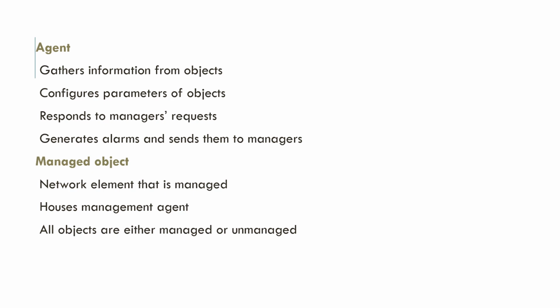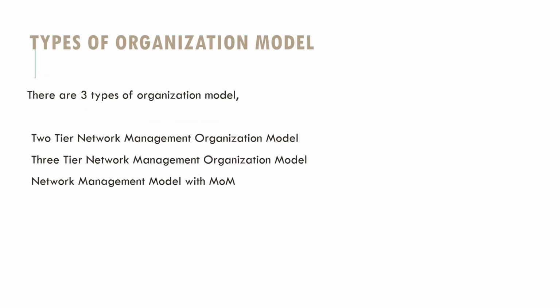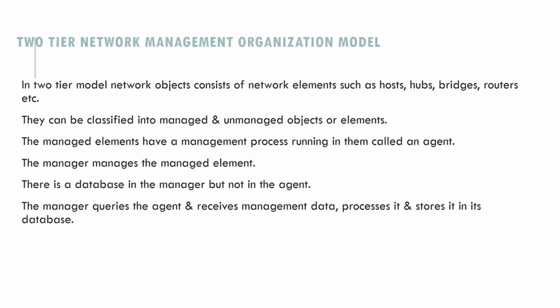And next, let's see the types of organization model. There are three types of organization model: the first one is the two-tier network management organization model, then the three-tier network organization model, and the network management model with MOM. First is the two-tier network management organization model.